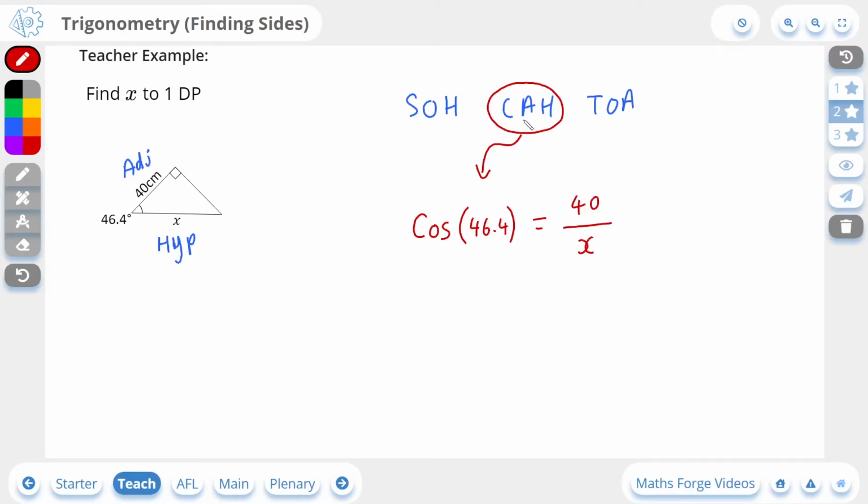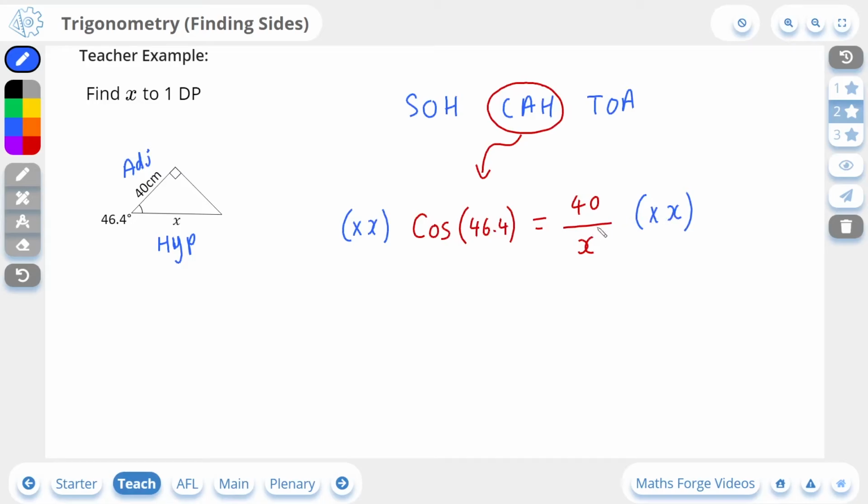Remember, the first letter in your trigonometric function, A, is the one that goes in the numerator, and the second letter, H, is the one that goes in your denominator. So now to rearrange for x, it's going to take 3 steps. The first step we have to do is stop x from being a denominator. How we're going to do this is as follows. We are going to multiply by x. And the reason we're going to multiply by x to both sides of this equation is because we have 40 divided by x on the right-hand side.